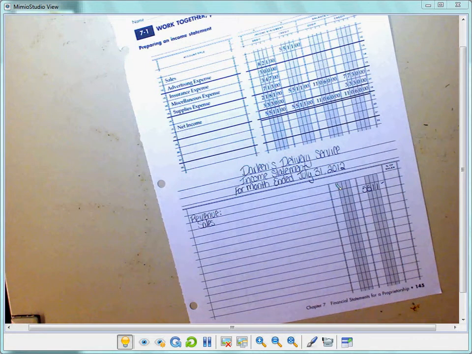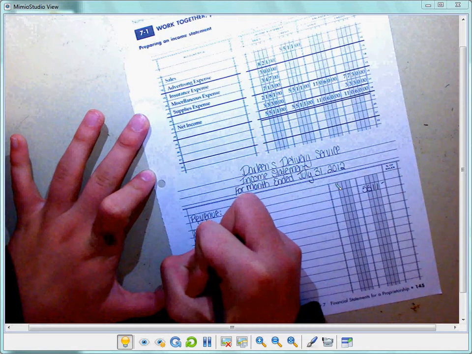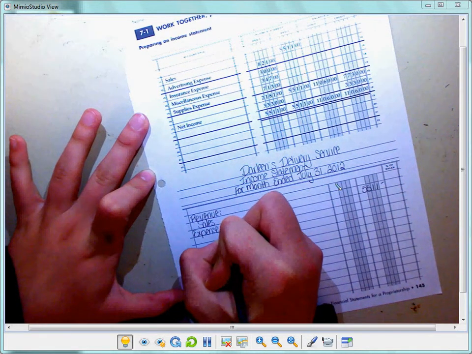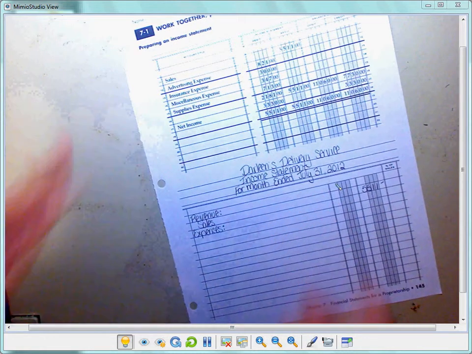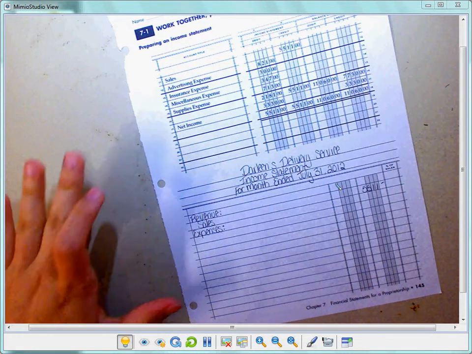Where did we get sales? Right up above me. All our numbers are coming from your workbook already. Okay, then our next line, not indented, needs to be expenses with a colon. And then we'll just list our expenses in the same order that they are on the worksheet.